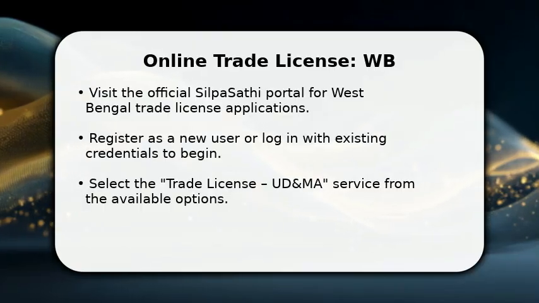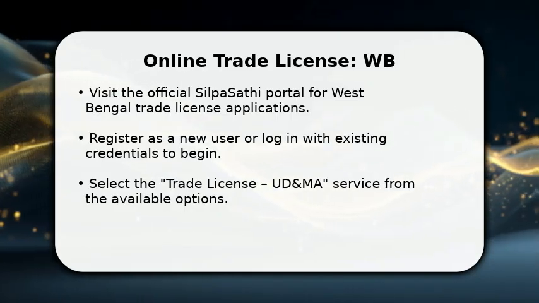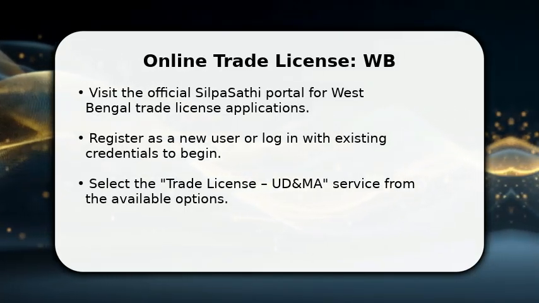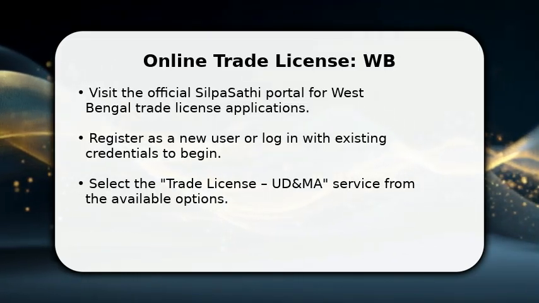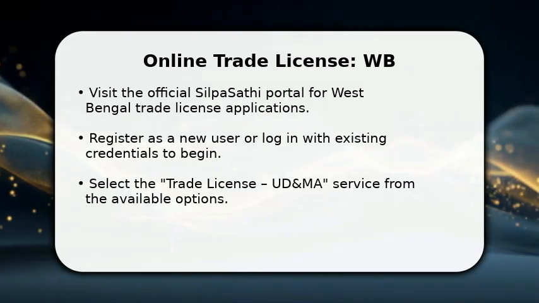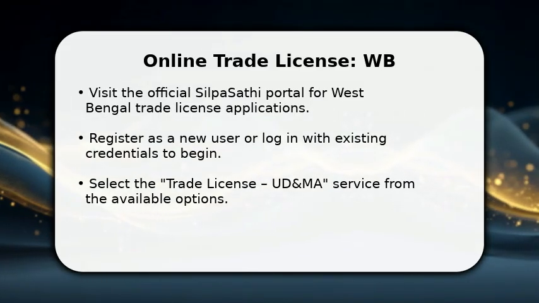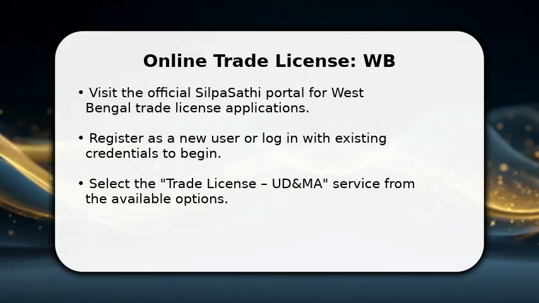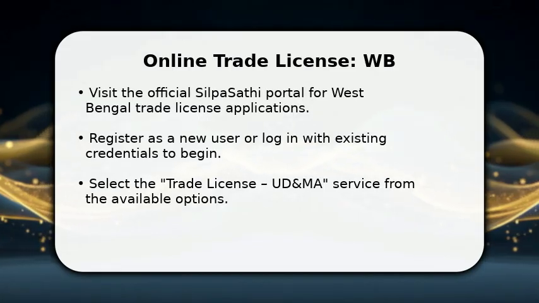In this video, I will explain how to apply for a trade license in West Bengal online. First, navigate to the official Silpa Sathai portal. You'll need to register as a new user or log in if you already have an account. Once logged in, locate and select the trade license UD and MA service to start your application. This ensures you are on the correct path for your business registration.